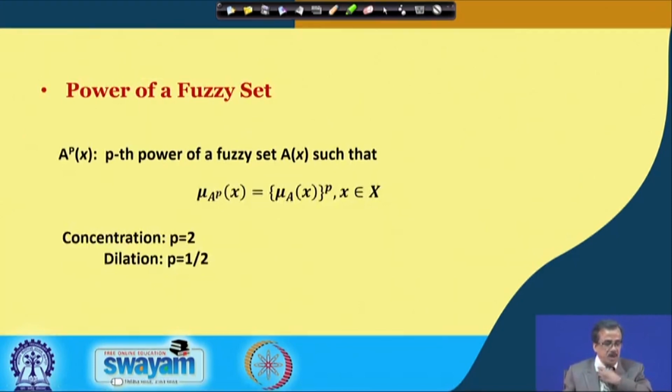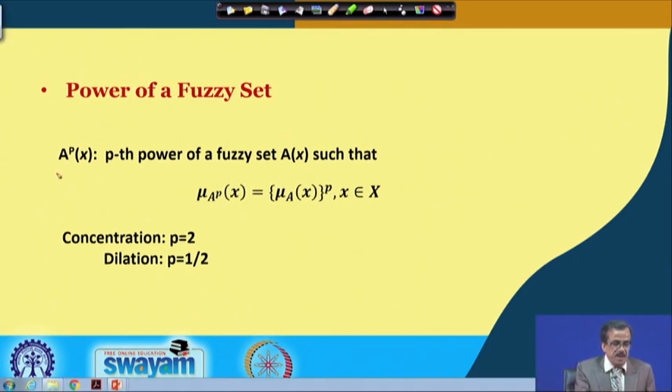Now, I am just going to consider the power of a fuzzy set. The power of a fuzzy set is defined as A^p(x), and this indicates the pth power of the fuzzy set A(x). The moment we consider the pth power of the fuzzy set A(x), it will have the membership value denoted by mu A^p(x), and mu A^p(x) is nothing but mu A(x) raised to the power p, where p is the power and small x belongs to the universe of discourse, capital X.